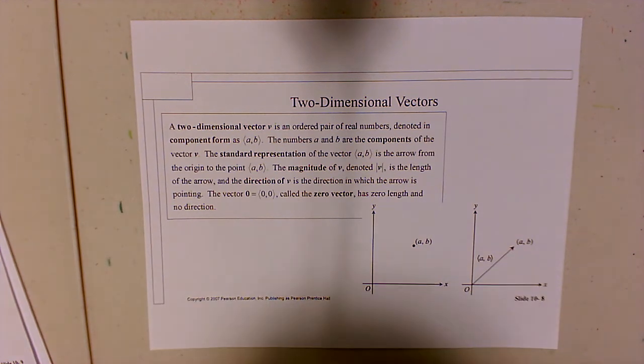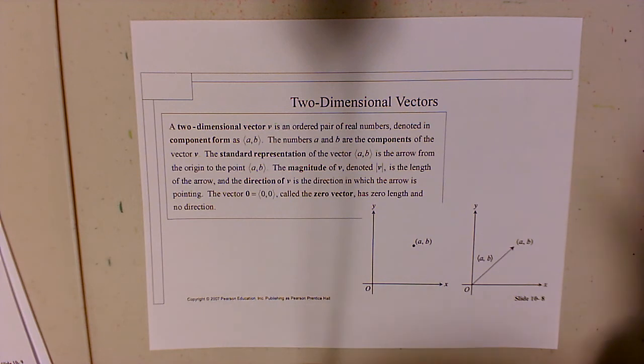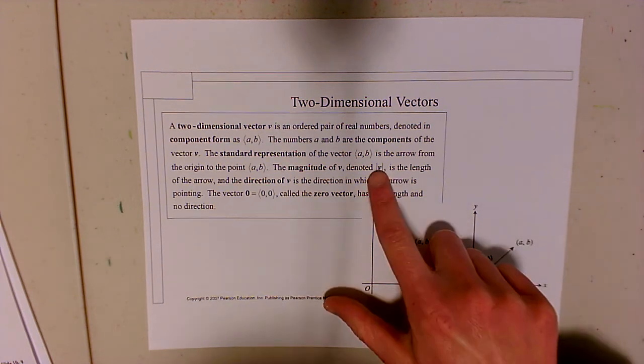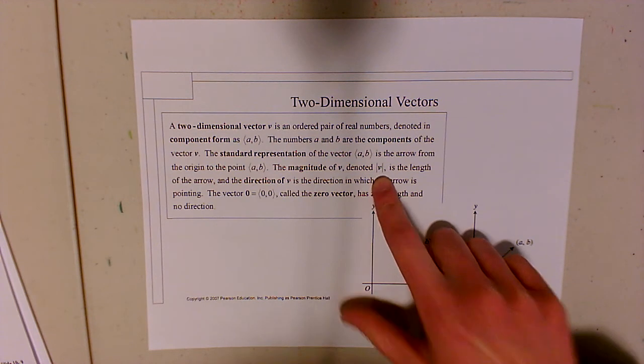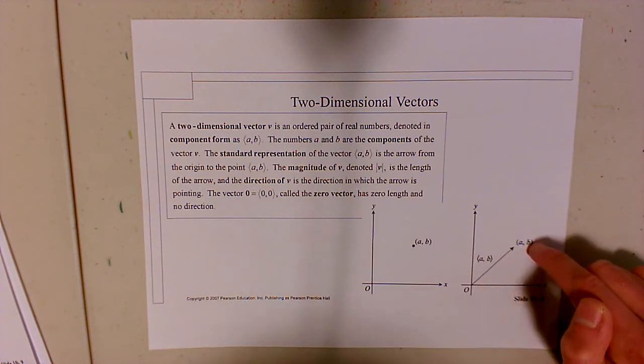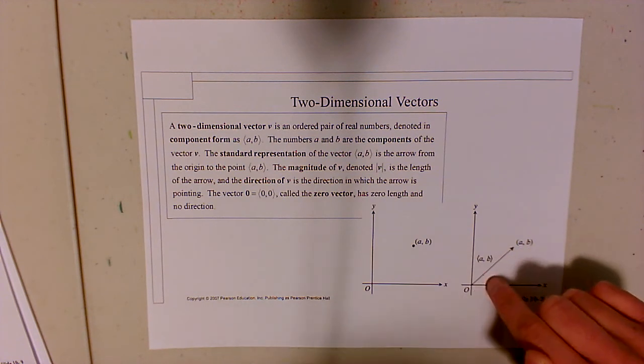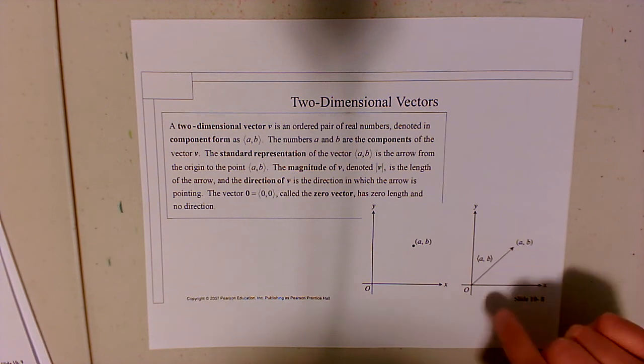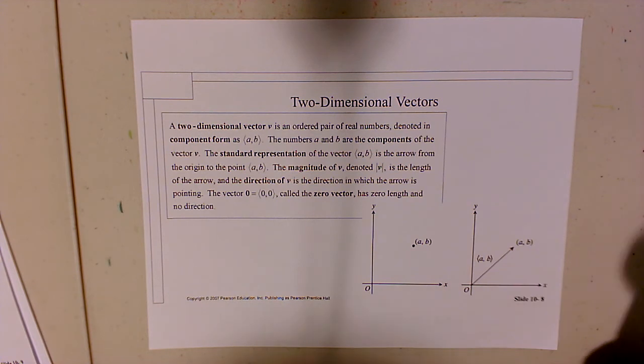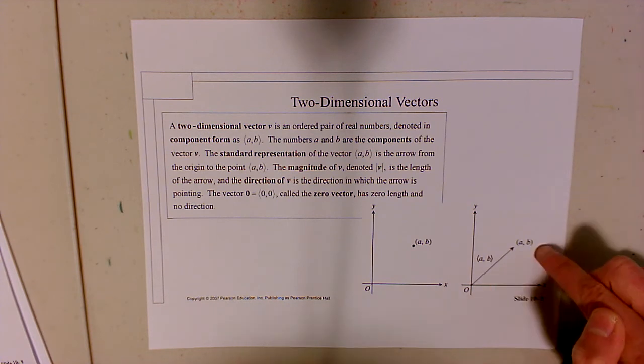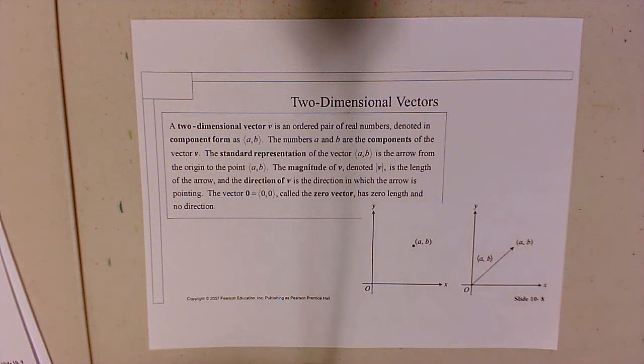Okay, so the magnitude of V, you can think of as the speed of the object, and that is the absolute value of it, or the length of the arrow. So the length of your arrow is related to how fast your object is moving. And then the direction is just the direction in which the arrow is pointing. The vector ⟨0, 0⟩, which is just the point at 0, 0, is called the zero vector, and it has zero length and no direction.